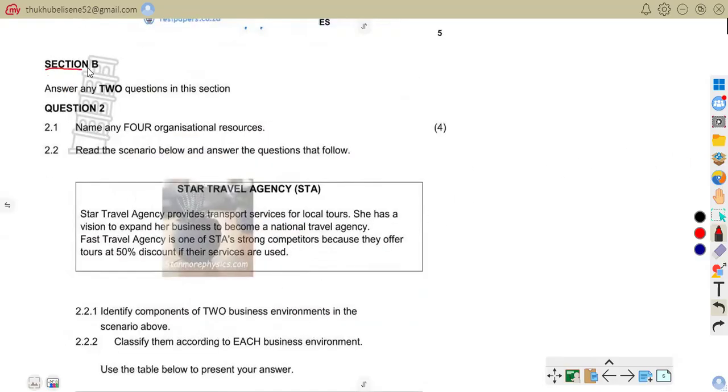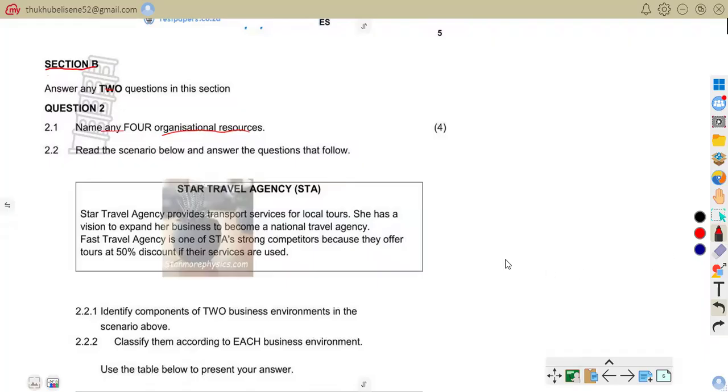Now we are to move on to section B, where it says answer 2 questions, but we have said we are going to answer all questions in this section. The first question says, name any 4 organizational resources.